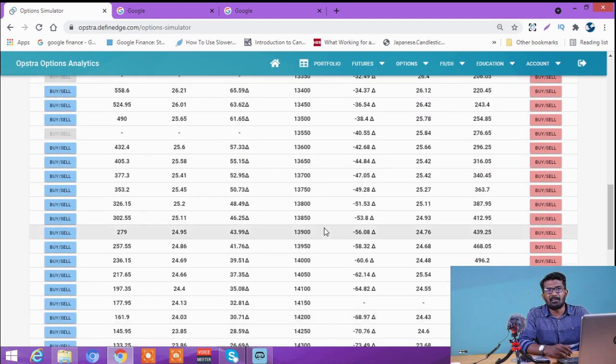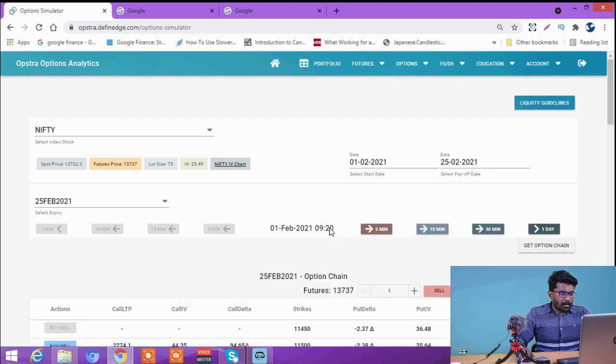You don't need to test an adjustment strategy when the market is range bound, right? You don't require adjustments in a range bound market. You need adjustments when the market is moving violently. So in the month of February, from 1st of February to 25th of February is the date range we are going to test this strategy.